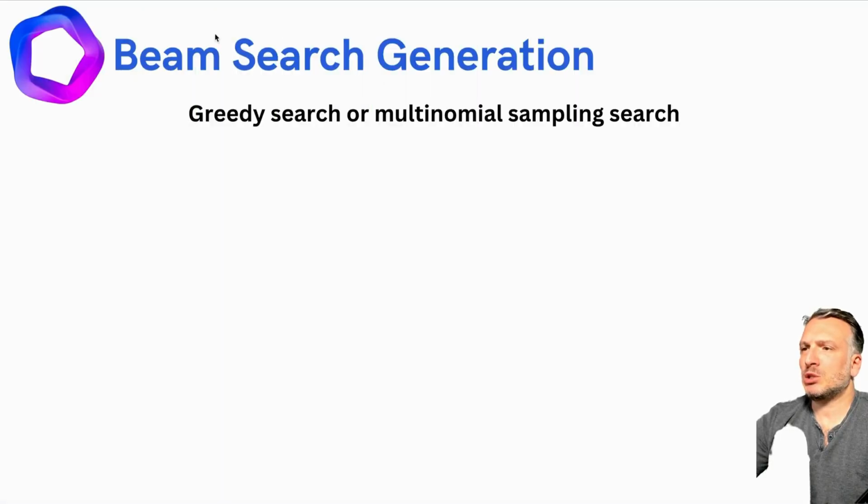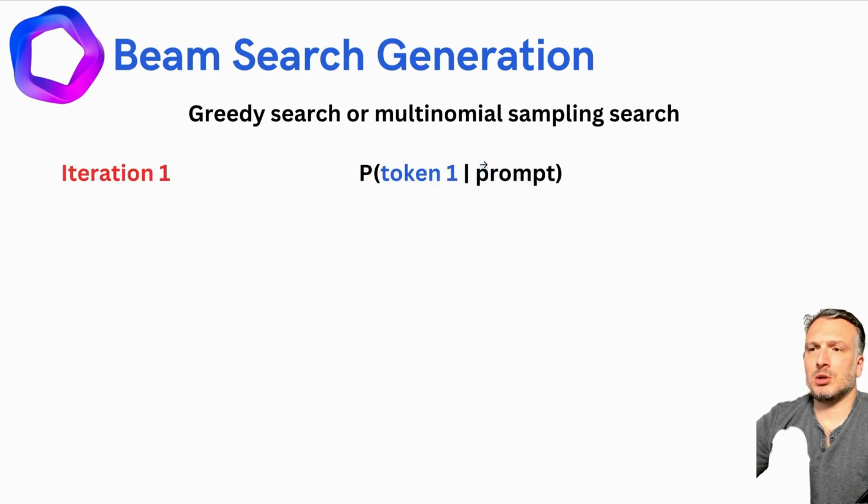Let's get into it. So we're going to look at the beam search generation strategy, but before, we need to understand what we are doing with the greedy search or the multinomial sampling search. In both, we have the model that predicts a probability based on a prompt. So the model is using the prompt and is predicting the probability of a token. In this autoregressive process, we have multiple iterations.